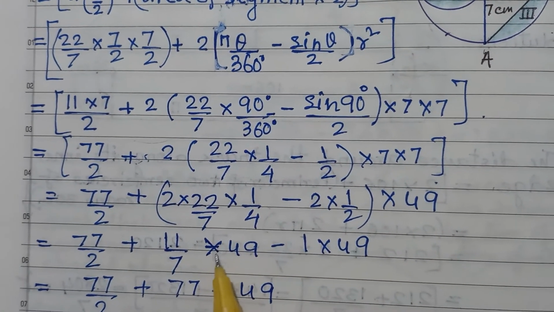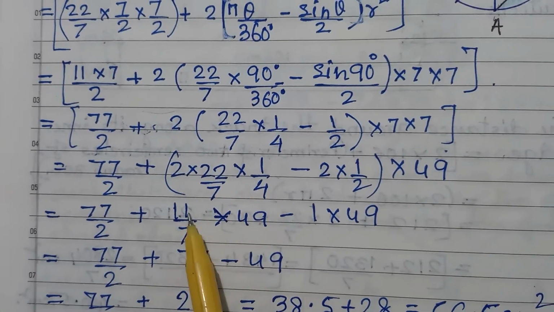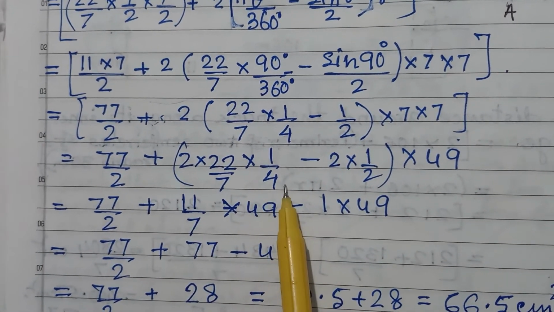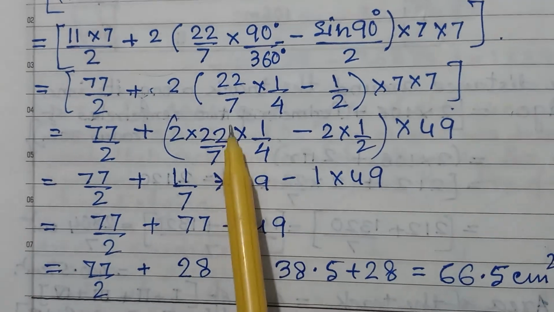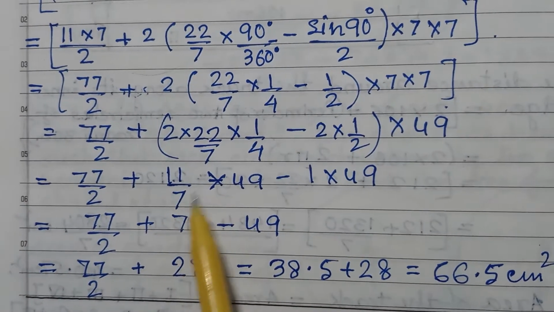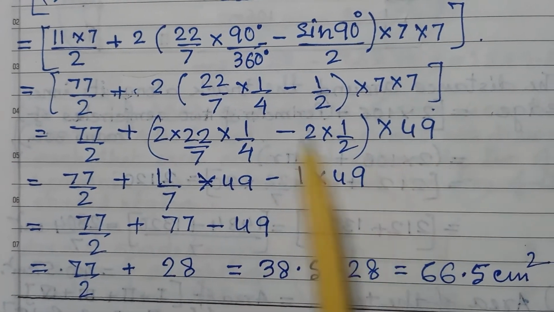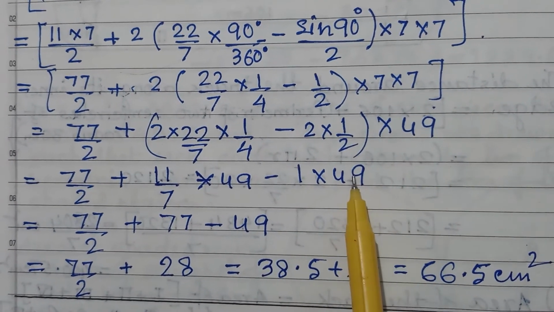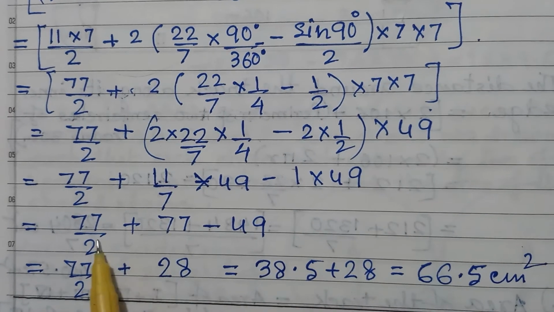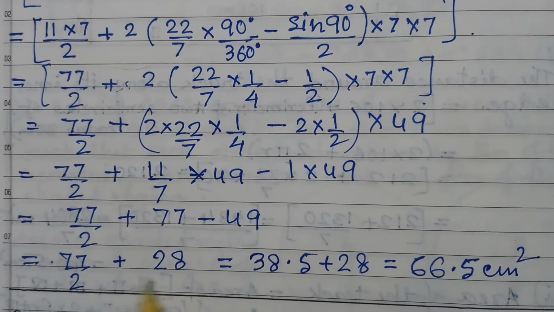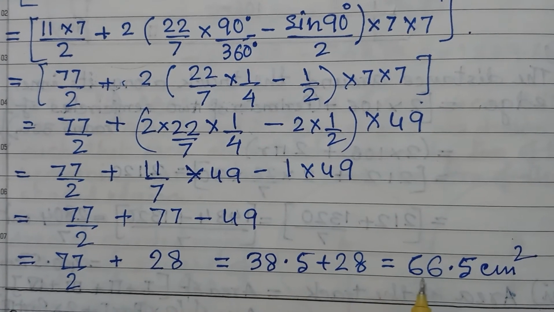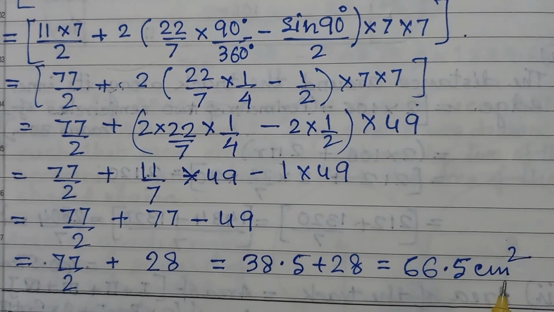This is coming as 11 upon 7, and by 2 it will cancel. So it is 11 upon 7 into 49. If you cancel it, it's 1 into 49. Now by calculation it is coming as 77 upon 2 plus 28, which is equal to 66.5 centimeters square.